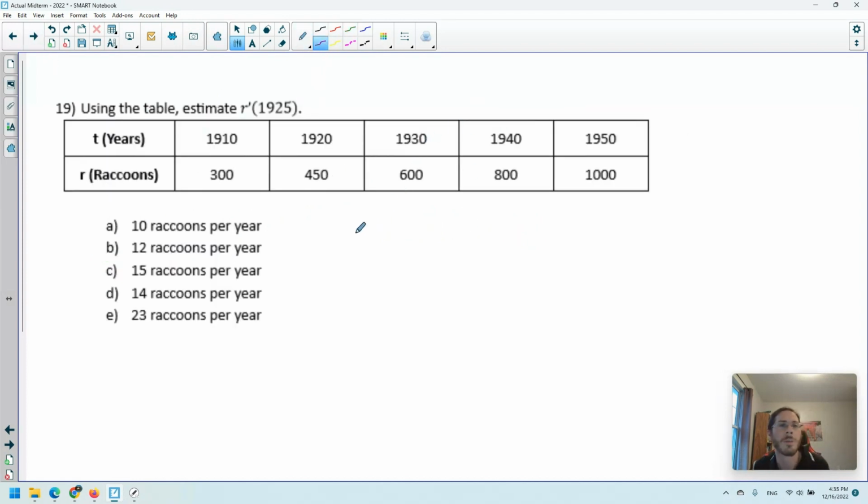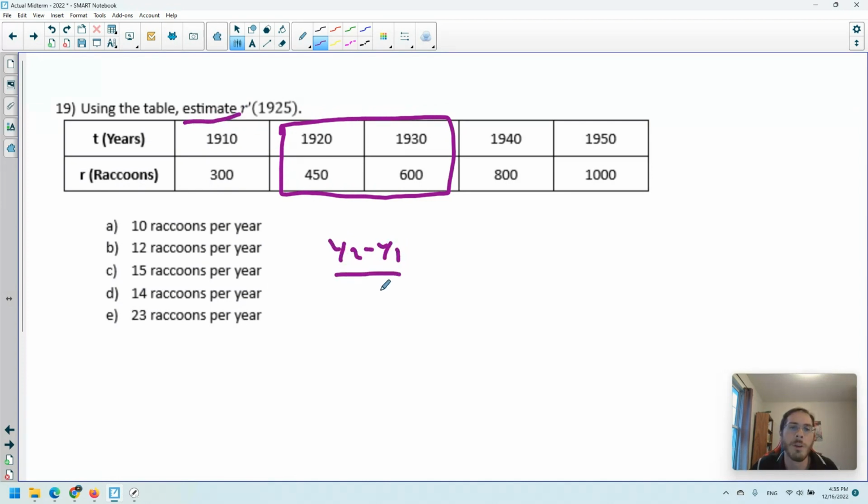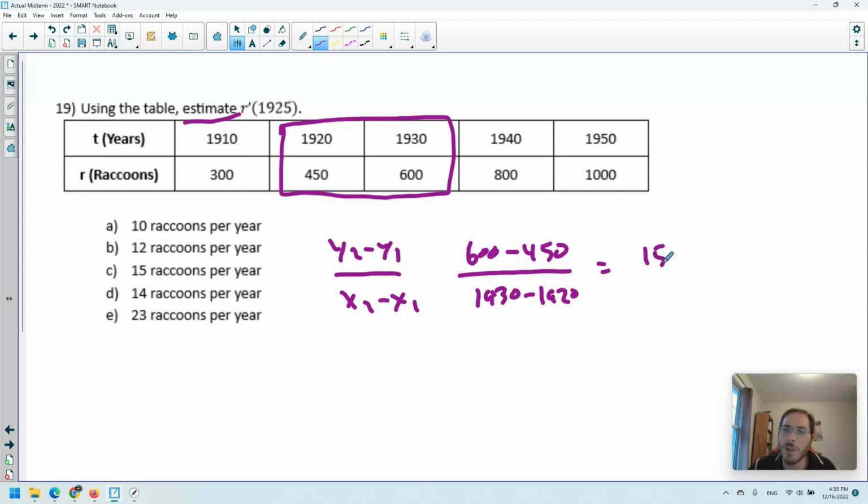19, use the table, estimate R prime of 1925. So we've got to find where 1925 would go. It would fit in between these two. Since we're doing an estimation, that's an average rate of change. So we're going to do y2 minus y1 over x2 minus x1. So we've got 600 minus 450 over 1930 minus 1920. They picked good numbers for a non-calculator question. It's pretty quick, 150 over 10, which is just going to be 15. All the units are raccoons per year, which is correct. They didn't try to trick you with raccoons per year squared or something. So it is 15 raccoons per year.